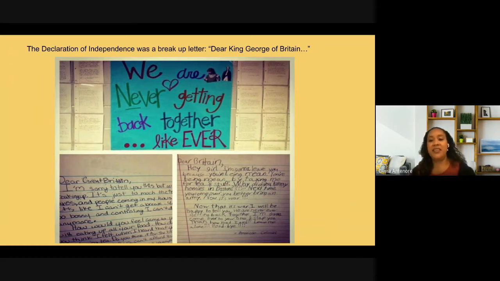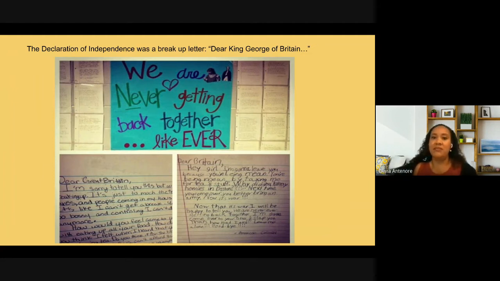Jefferson is saying, dear King George of Great Britain, we are cutting ties. You go your way, we go our way. We're severing everything. We want to establish our own country, rule ourselves, create our own government. Basically, goodbye. We're walking away. It's literally a letter. It literally gets mailed and sent over to England to King George.